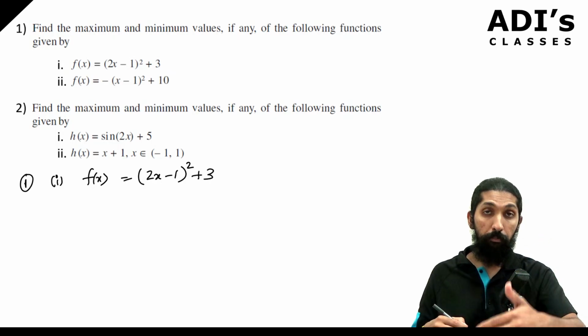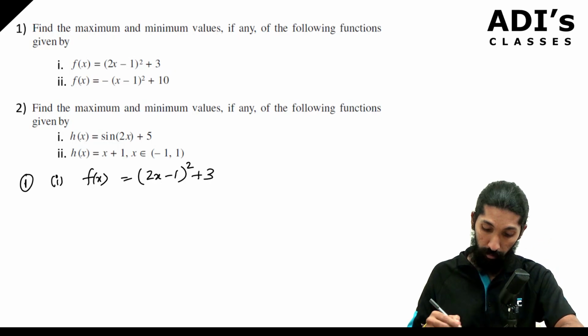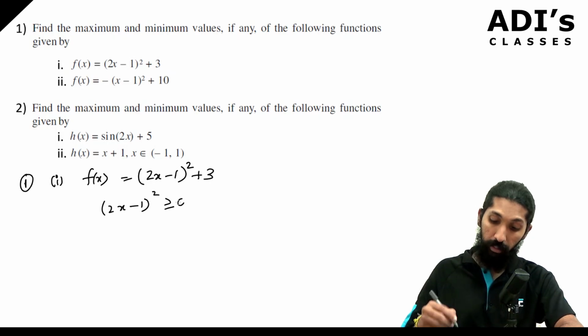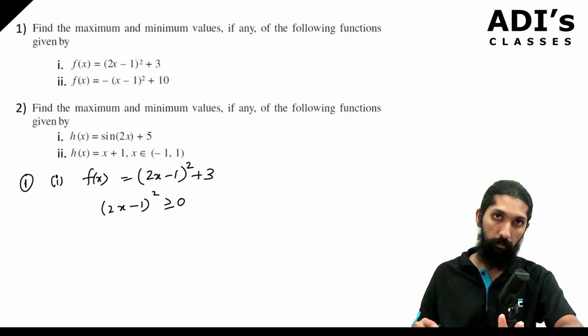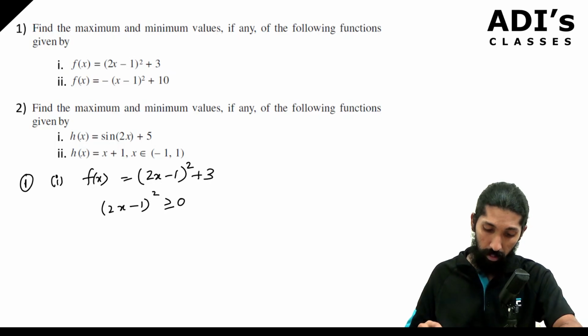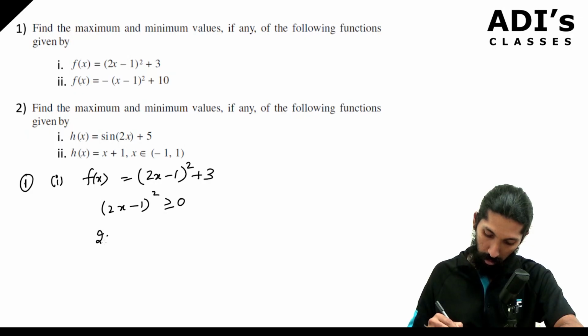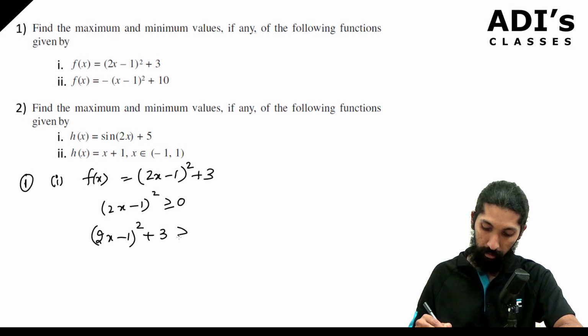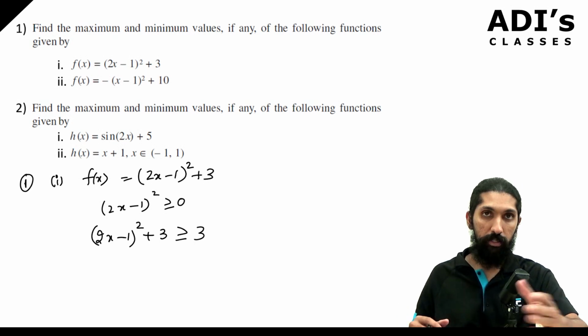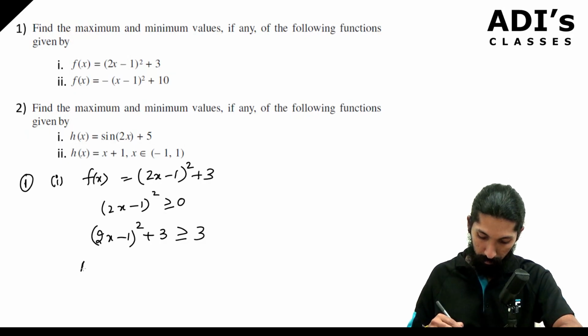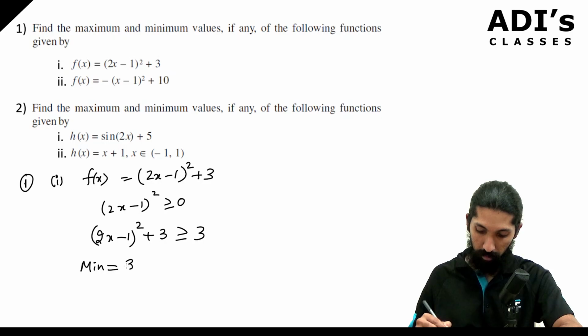Now let's go step by step. We'll start by taking (2x - 1)^2. See, this is always greater than or equal to 0. Makes sense? So add 3 on both the sides. That means (2x - 1)^2 + 3 is greater than or equal to 3. That's basically 0 plus 3. So the minimum value is going to be 3.